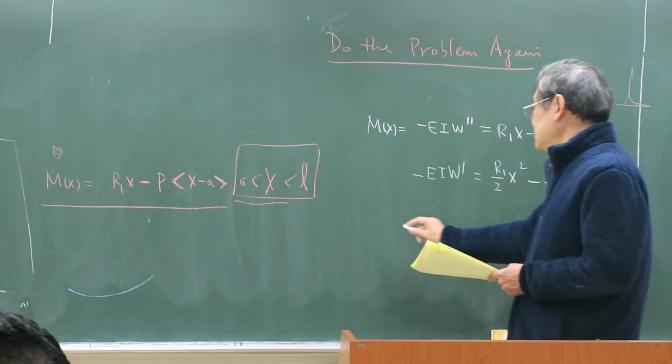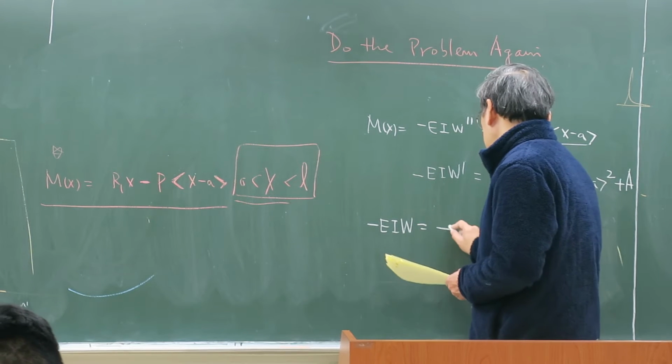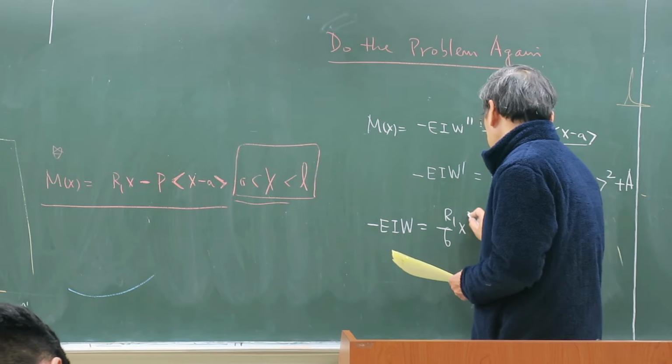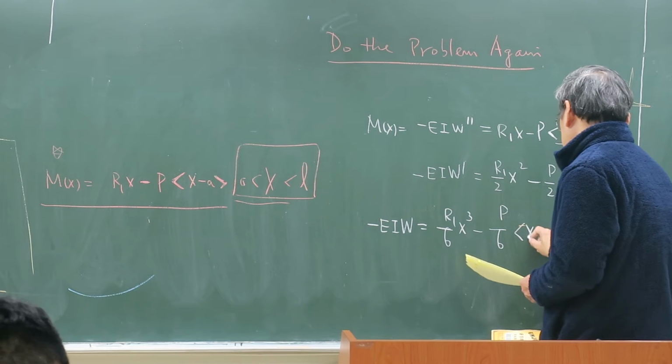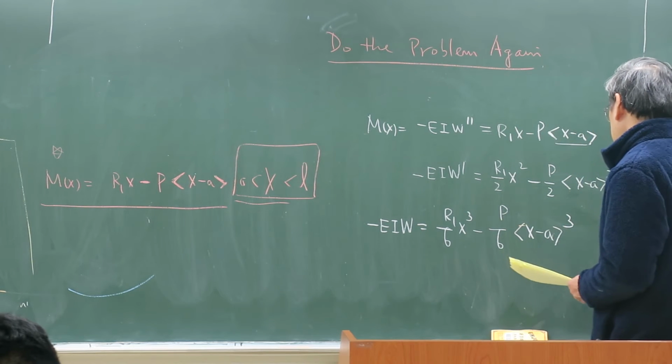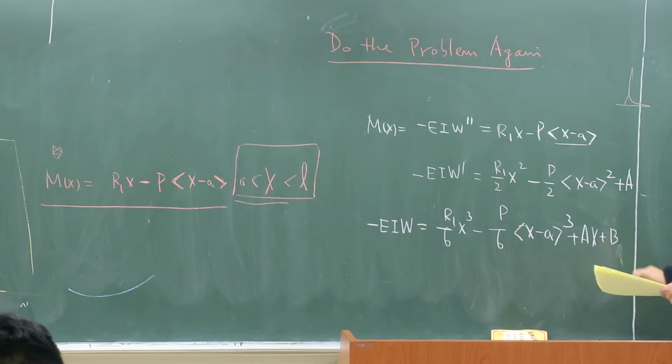Then I integrate once, minus EI w equal to 6 R1 x cubic minus 6 P x minus a third plus Ax plus B. Okay? And we know w at 0 equal to 0, so B equal to 0.